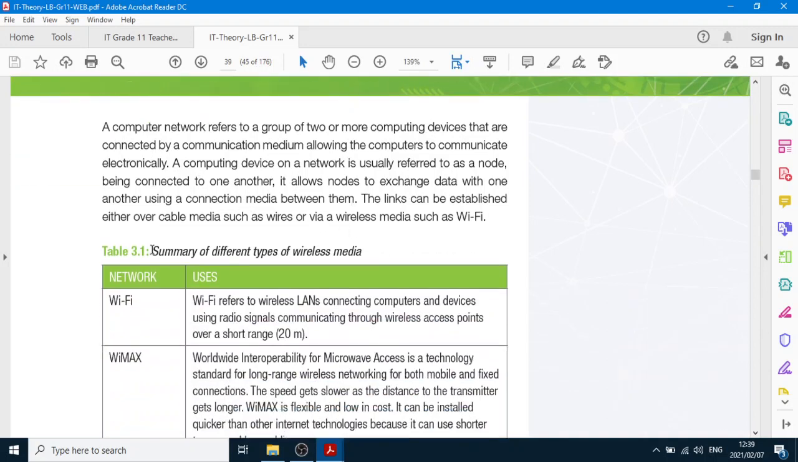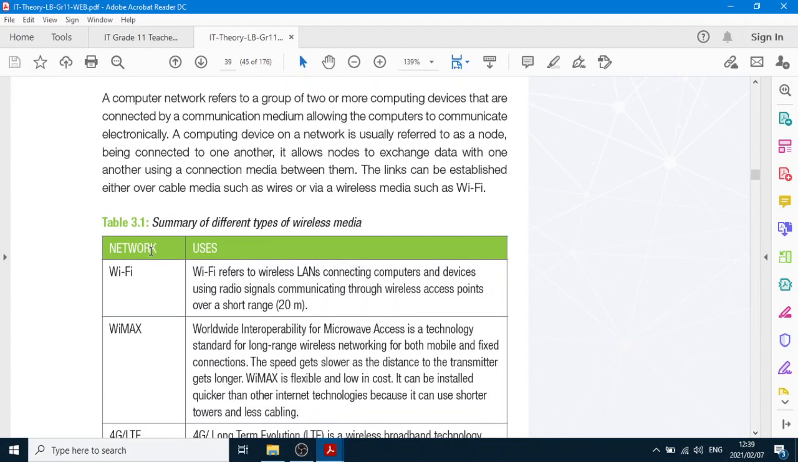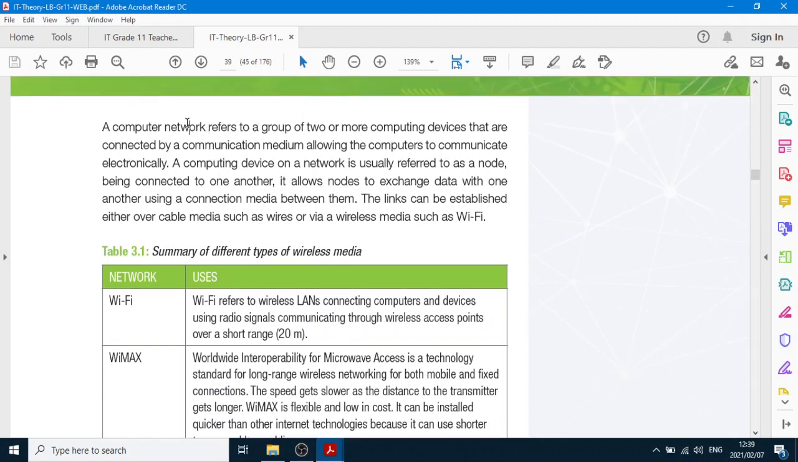Physical aspects of a network. So, here's a definition of a network. It's a group of 2 or more computing devices which are connected by medium, in other words, cables or not cables, allowing computers to communicate electronically. Every computing device in the network is referred to as a node. And we can exchange data between the nodes using a connection media. A media is the cable or the wireless.